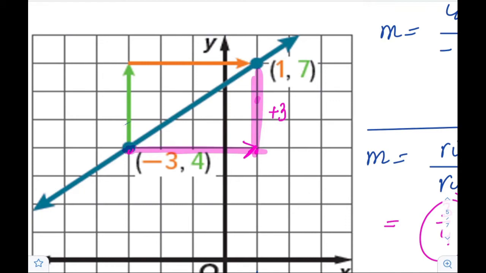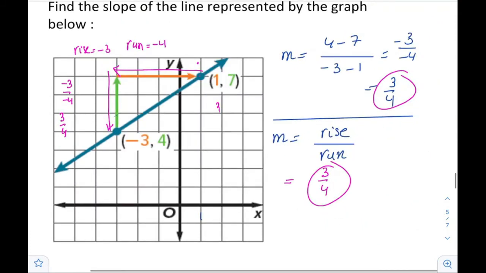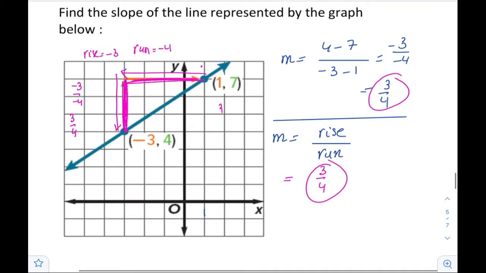But if you go the other direction, from this point to this point, you are running left, so your run is negative 4. You are going down 3 units, so your rise is negative 3. And if you divide rise over run, it will be minus 3 over minus 4, which is equivalent to 3 over 4. In all cases, in all directions, you will have the same result. My advice is just to count normally, and you know that it's increasing from left to right, so you know it's positive. Just find out the value of rise and the value of run, and divide them. If the slope is positive, we put the sign according to the direction of the line we have.